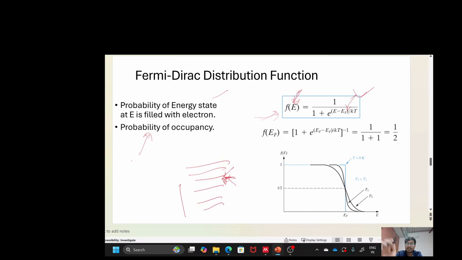Now what is the probability of finding an electron at the Fermi level itself? Let us put E as EF. Then E minus EF is equal to 0, so 0 by kT, e raised to the power 0 is 1. 1 plus 1 is equal to 2, so this will be equal to 1 by 2. So the probability of finding an electron is 1 by 2 at the Fermi level. Irrespective of temperature, the probability is always 1 by 2 at the Fermi energy.